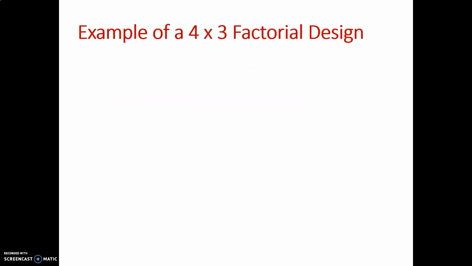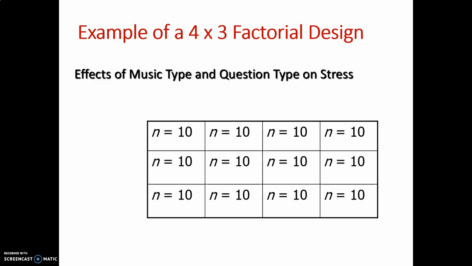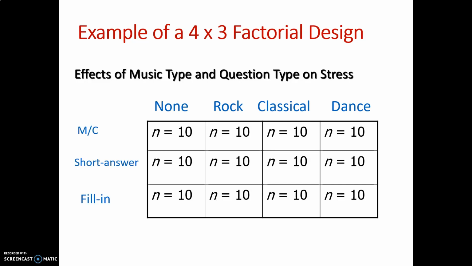If we had a 4 by 3 factorial design, we might ask, for example, how music type and question type affect people's stress levels if they were taking a test. Maybe we have 4 kinds of music that we let them listen to before or during the test, and maybe we have 3 different kinds of tests: multiple choice, short answer, and fill in the blank. And we want to see how that dependent variable of stress is affected by each of these outcomes.